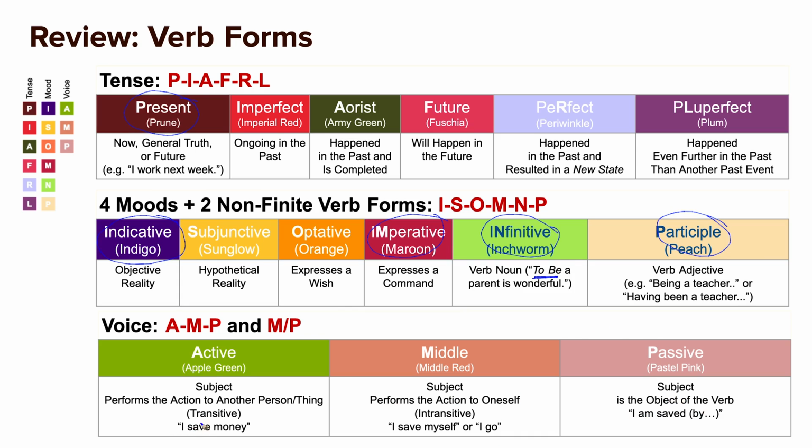So an example, I save money. I is the subject, money is the object, and save is what you're doing to the object. And in this case, this is transitive because there is a direct object. I save money. Whereas if you want to say I save myself, like if I go swimming and I start drowning, I don't need anybody to help me. I save myself. Unfortunately, a lot of people do that when it comes to religion. But I save myself would be in the middle tense because it's something that the subject is doing to itself. And then finally, passive is when you are saved by someone else. So that would be the subject being saved by Jesus, for example.